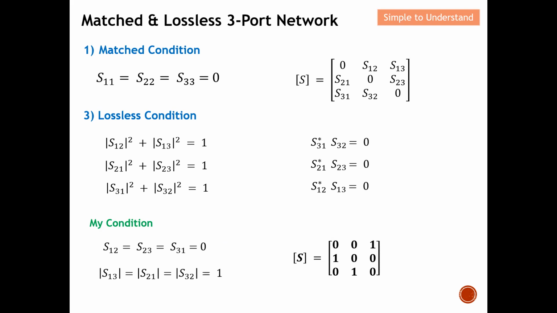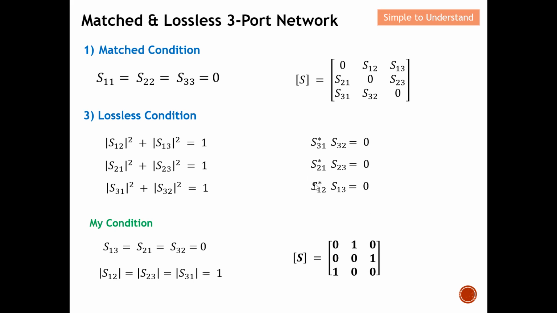Basically they give up the characteristic of reciprocal, but this triport network will be matched and lossless. I will come back to this set of S parameters on my next slides. But this is one of the conditions for the triport network to be matched and lossless. So next, this will be the next condition.